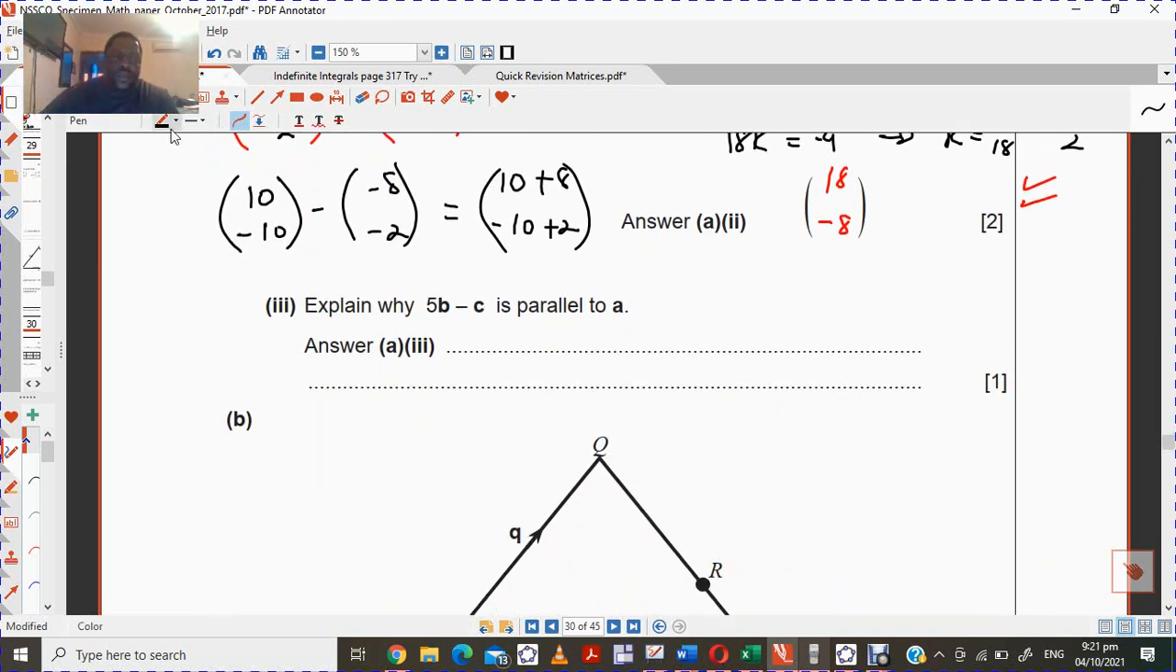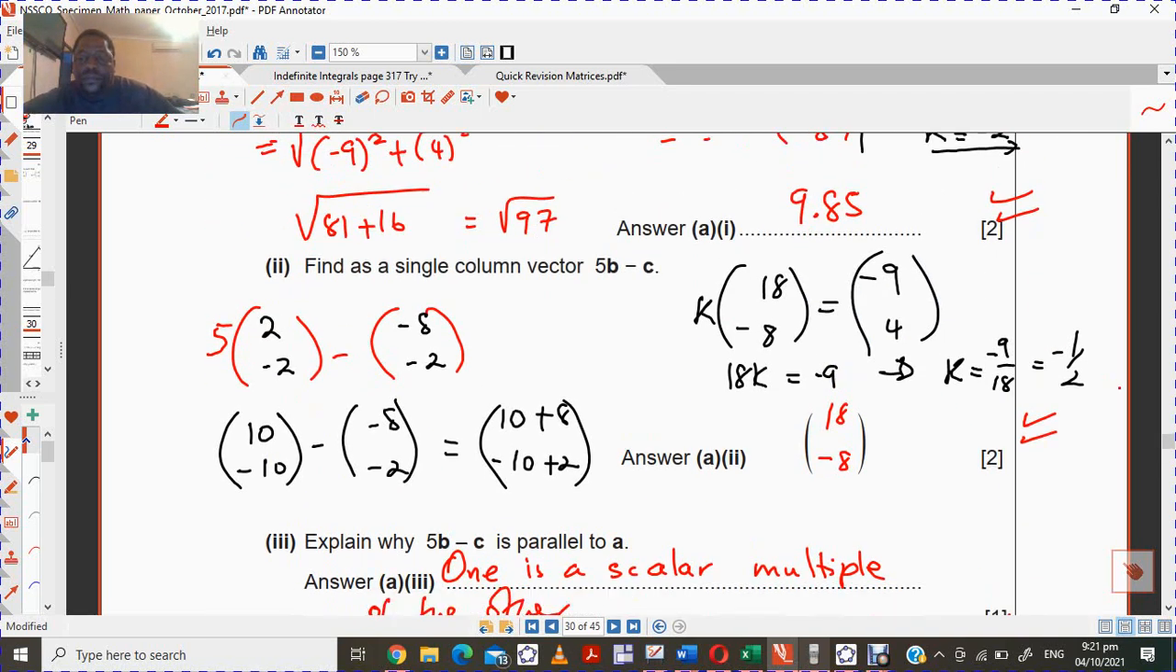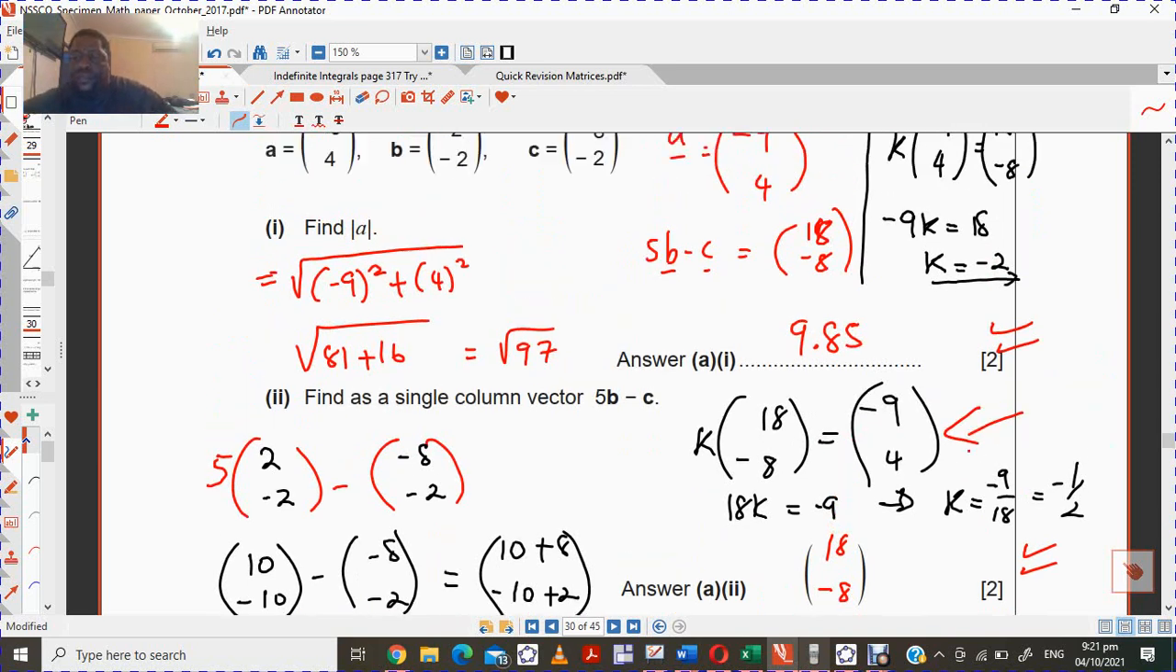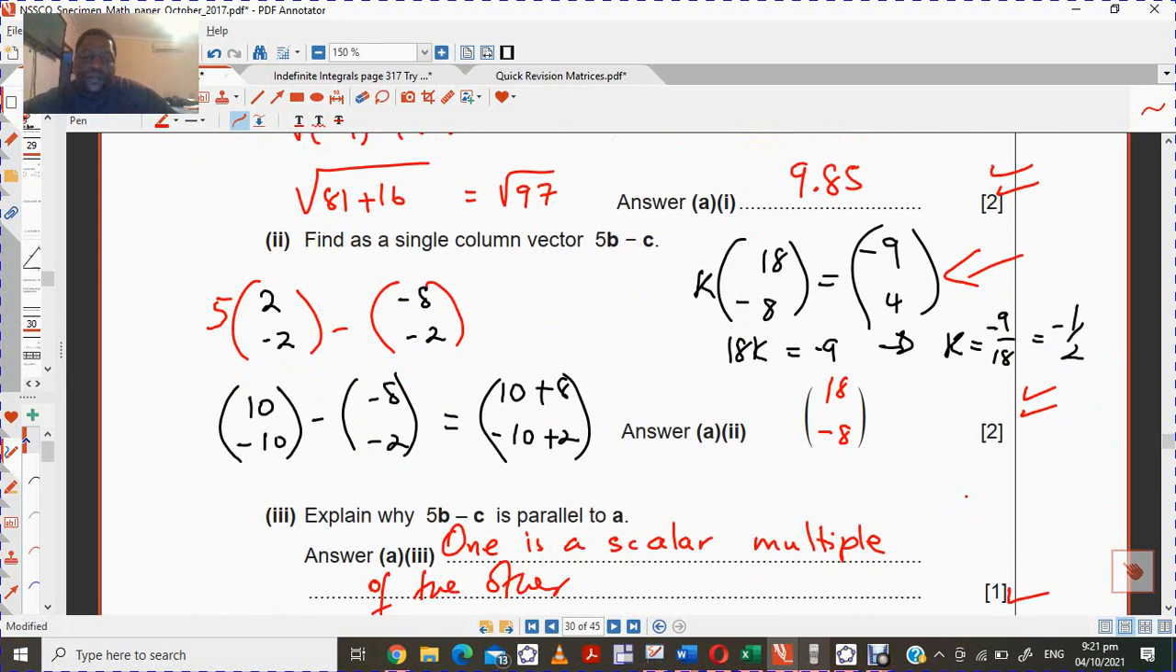Okay, in order for you to find those unknowns, you just say one is a scalar multiple of the other. Let's just make sure our handwriting is neat. There you go. And that explanation is worth 1 mark. So I just explained this for you to get the concept of scalar quantities.